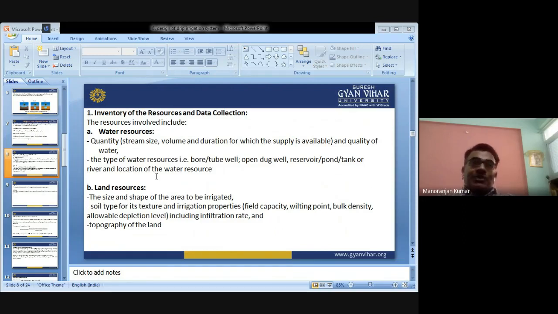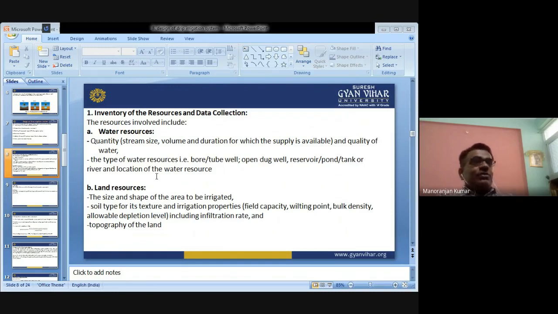Okay, if it is an open water source, then different types of filters are applicable. If there is a closed water source, then different types of emitter filters are applicable. So for this filter, we should know the type of the water resources, and also we should know the location of the water resources, means in the field or outside of the field. Where is the exact location of the open well or tube well?